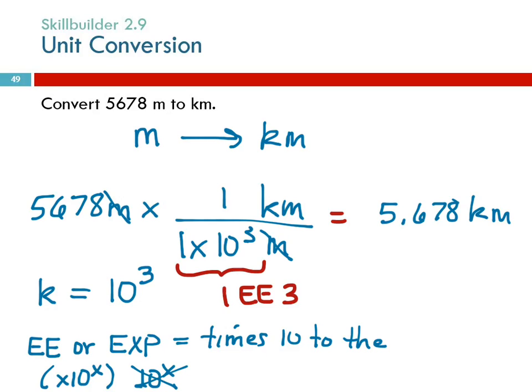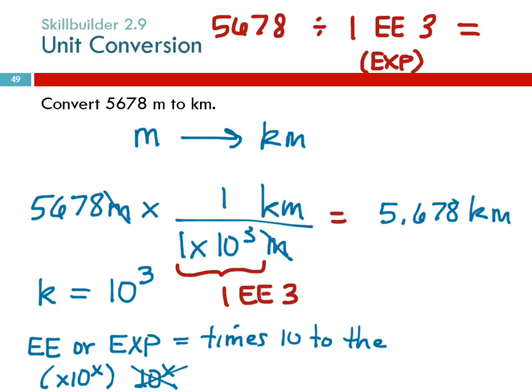Okay, so I'll write it out up here in the red up at the top. So these are the keystrokes. 5, 6, 7, 8, and then the divide button, and 1, the EE button, 3, equals. Now, your calculator might have an EXP button instead. Okay? So try it.